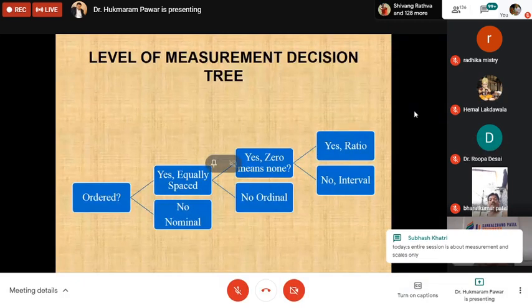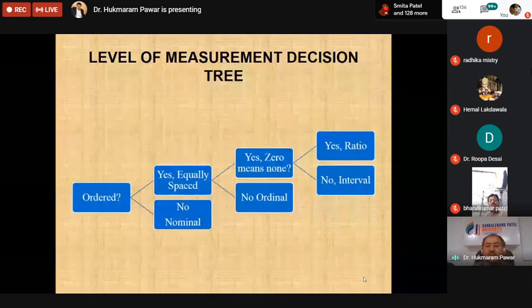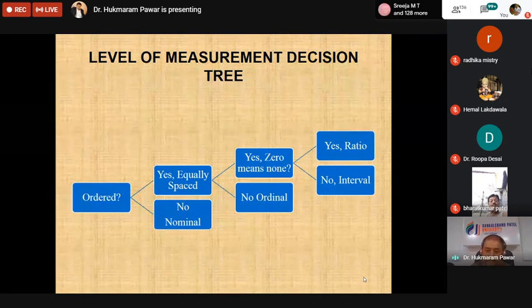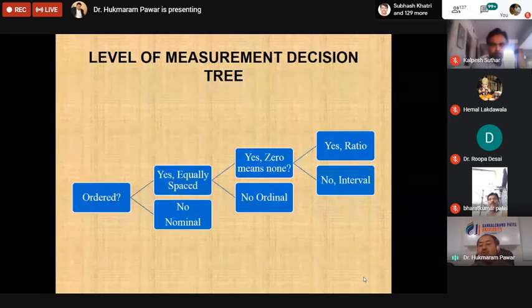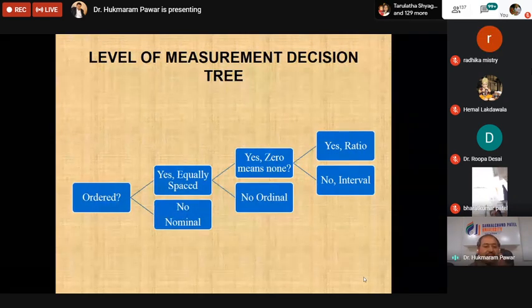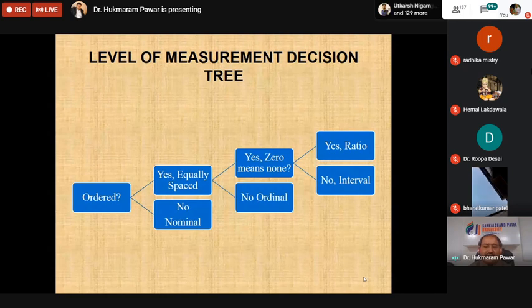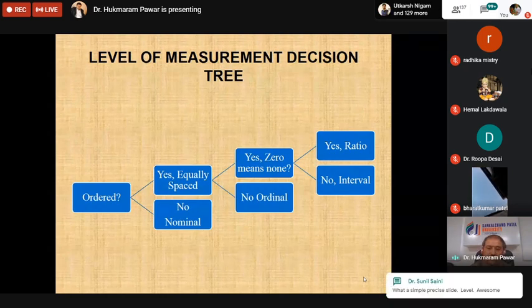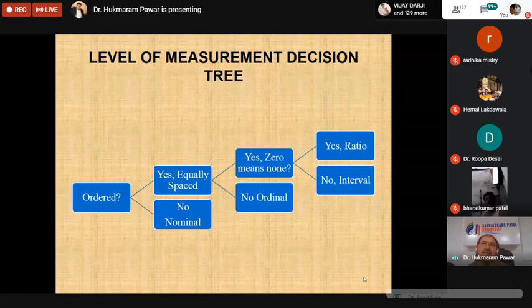If the answer is yes, then the second question is: is it equally spaced? If the answer is no, then it is ordinal. If the answer is yes, then another question: does zero mean none? If the answer is no, then it is interval. If the answer is yes, then it is ratio. So in this way, we can easily identify whether the data is nominal, ordinal, interval or ratio.